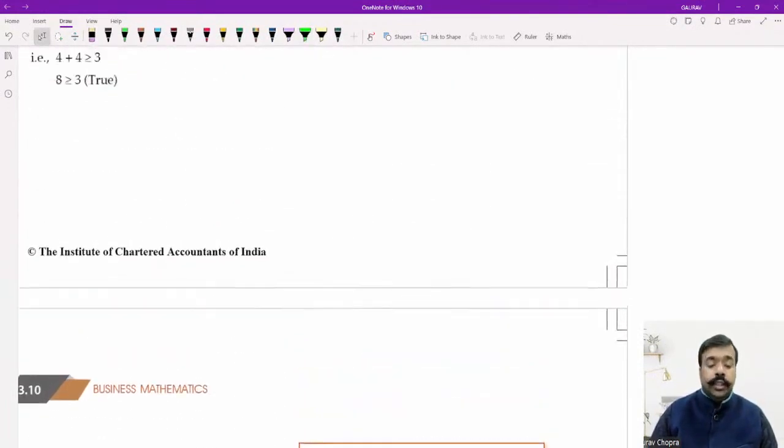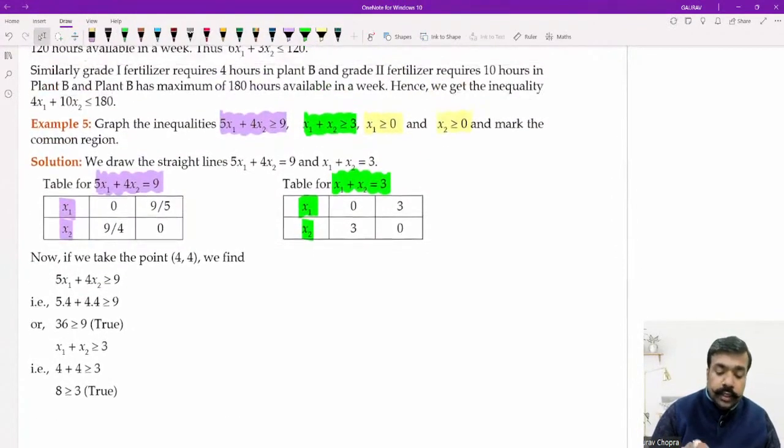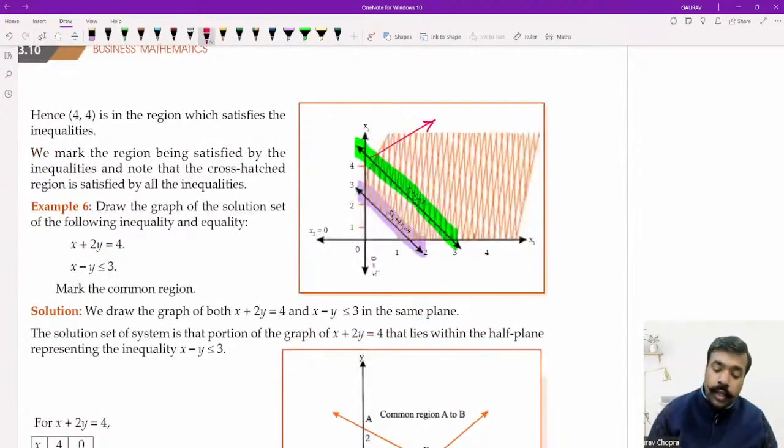Now we have to see what the sign is. In both cases, we can see there is a more than sign. So whenever the sign is more than, the required area will be outside, that means away from the origin. So this will be the required area. And since we have to see the common part, it will be above this green line. So this will be the common portion, the common shaded region.